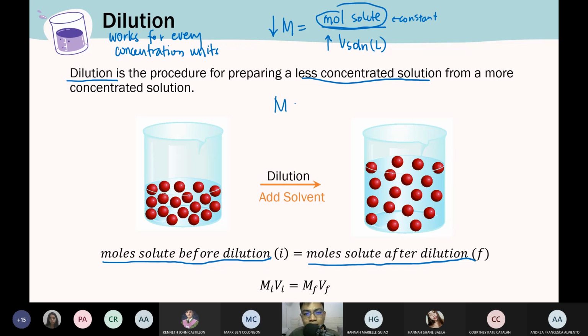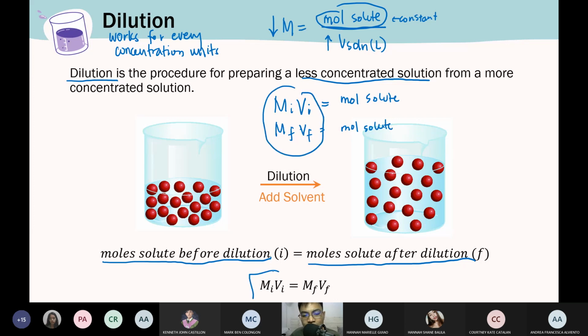So that's molarity times the volume equal mole solute, which is constant. Okay? At initial, when you multiply molarity and the volume initial, equal yan sa mole solute. If you do it in the final, same pa rin. So MFVF is equals to mole solute pa rin. So meaning you can combine this to form the equation MIVI equals MFVF.